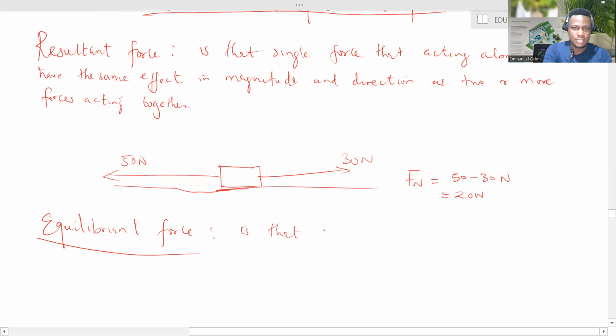So the equilibriant force is that single force which will balance all the other forces taken together.